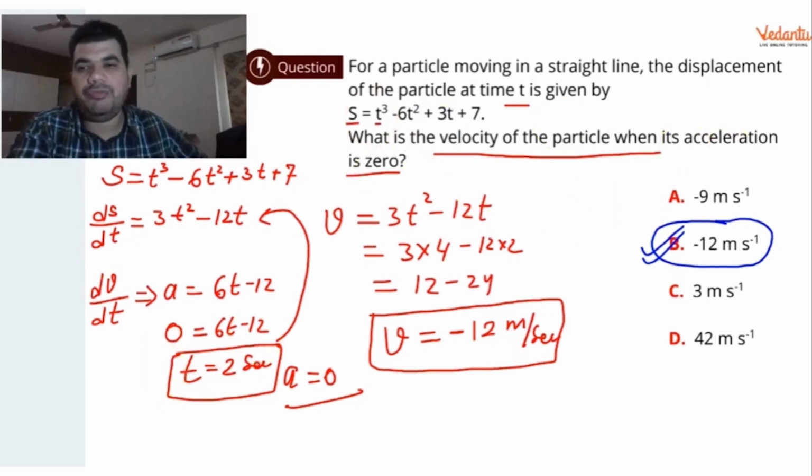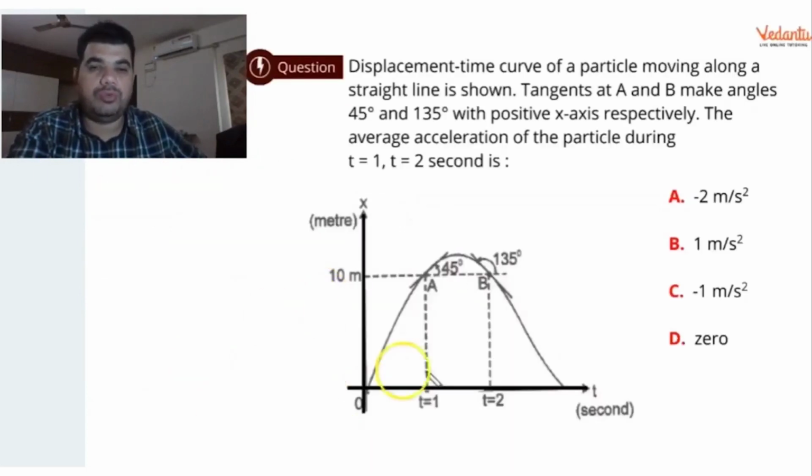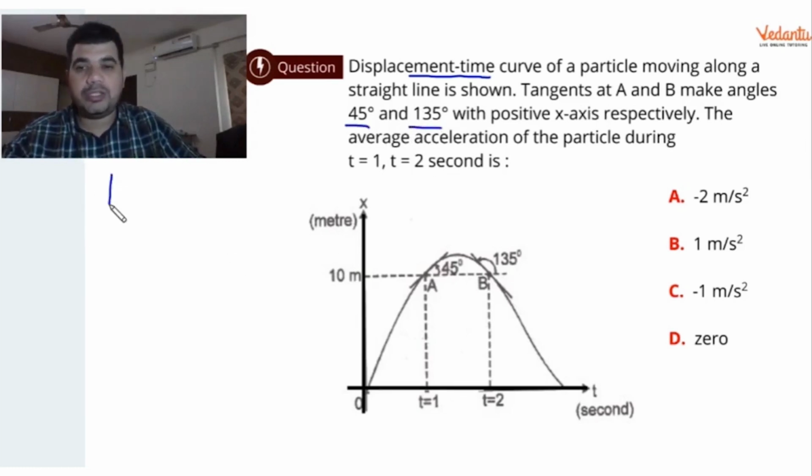Let's look at a graph-based one too, how we tackle the graphical analysis. Okay. So here you can say displacement and time. See displacement and here time. If it is a displacement-time curve of a particle moving along a straight line, this is the tangent. So what is the tangent?